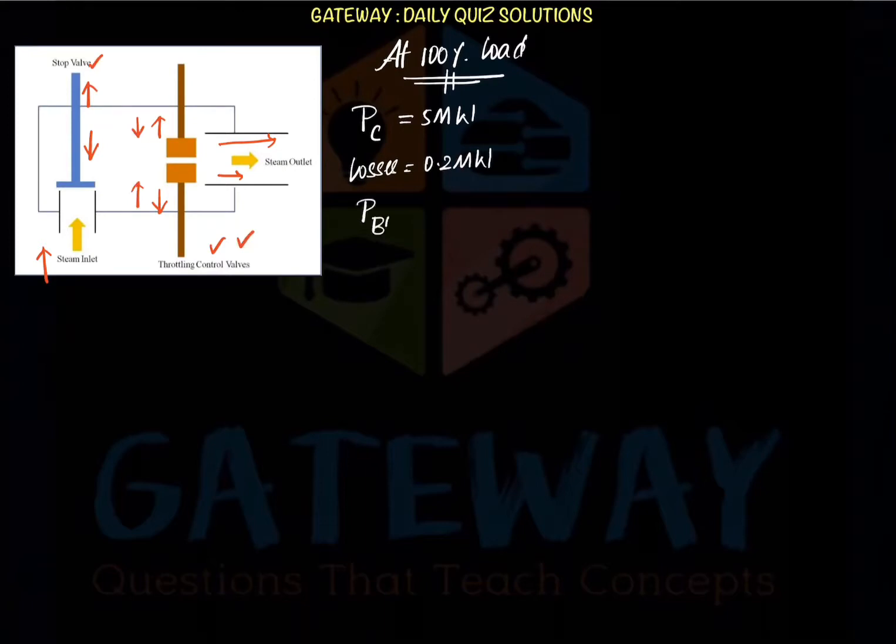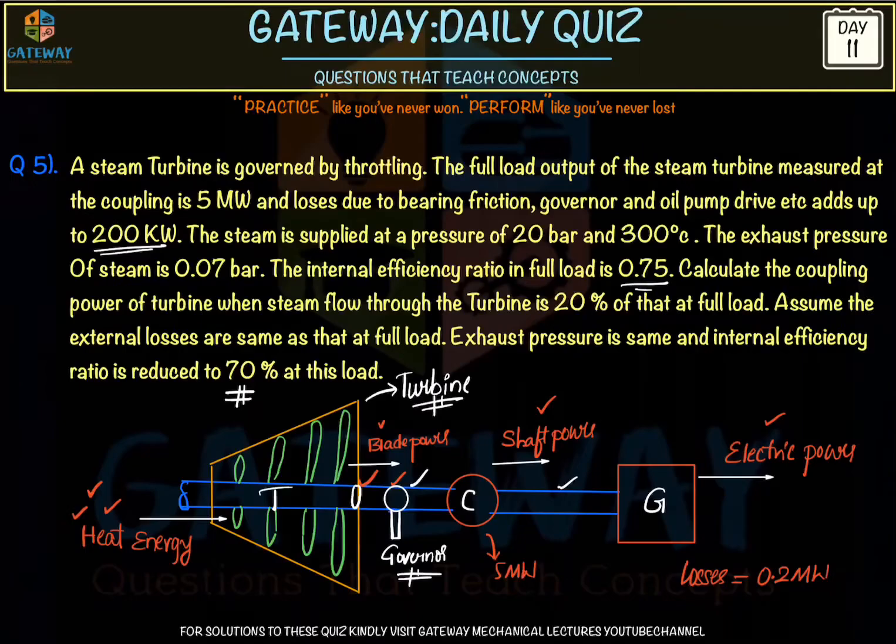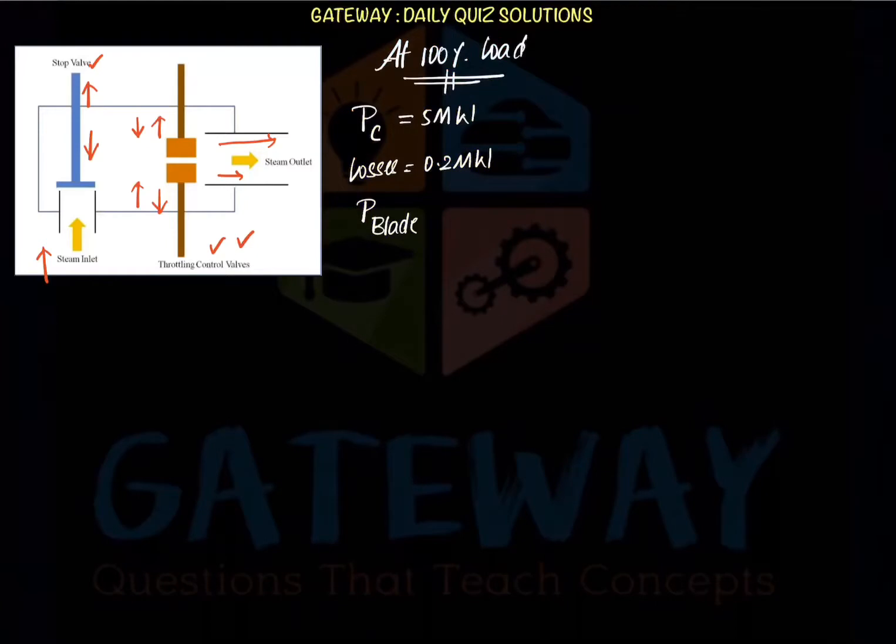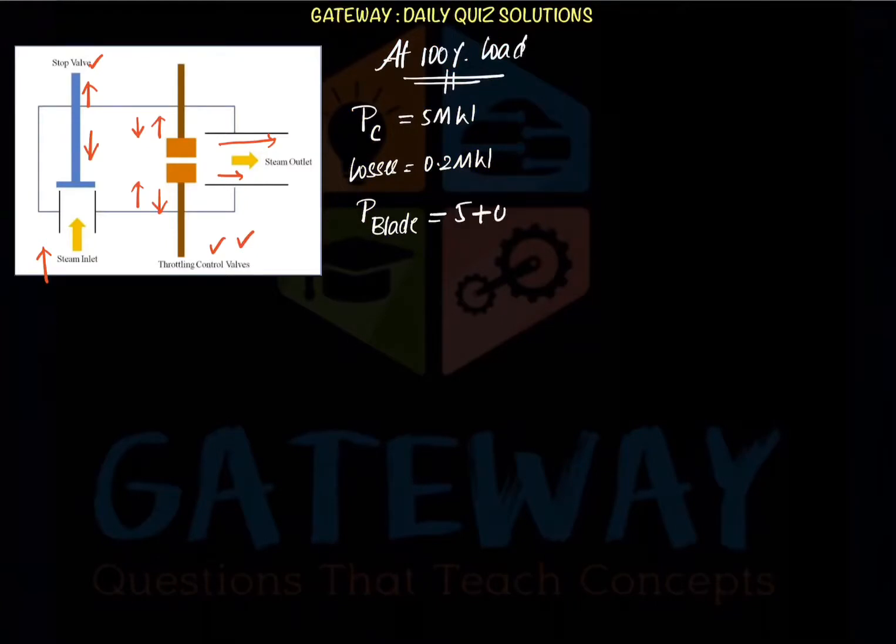Then what is actually the power generated at the blade? Because after generating the power at the blade, only then, after passing through the coupling, it will be converted into the shaft power or the coupling power. So in between there will be losses. If suppose here it is 5 megawatts, then including the losses, here it will be producing 5.2 megawatts. So in the question, the power at the blade is nothing but the 5 megawatts at the coupling plus the losses. That comes out to be 5.2 megawatts.